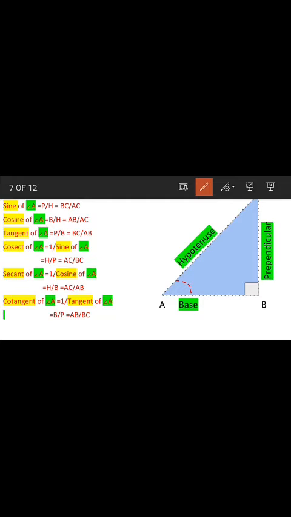Now class, moving to the fourth ratio, that is going to be cosecant of angle A. Class, if you understand completely the first 3 trigonometric ratios, sine, cosine and tangent, then the remaining 3 are not a big deal, because cosecant of angle A is the reciprocal of sine of angle A. That is, 1 upon sine A, and we know that sine A is perpendicular upon hypotenuse.